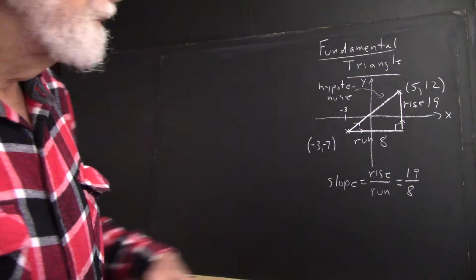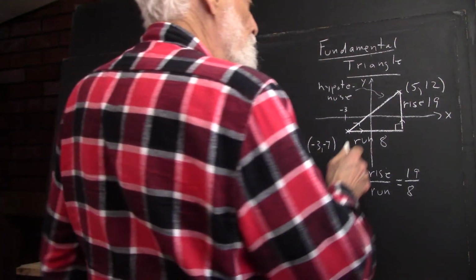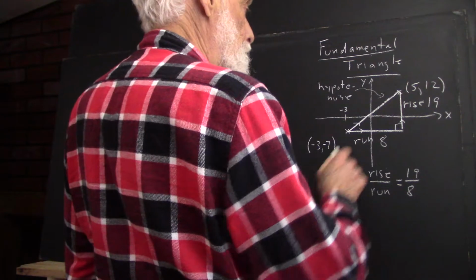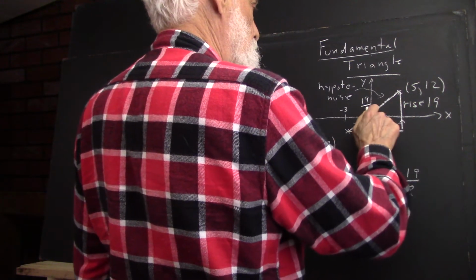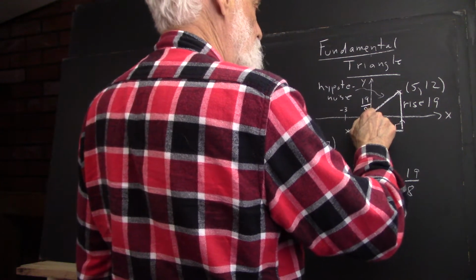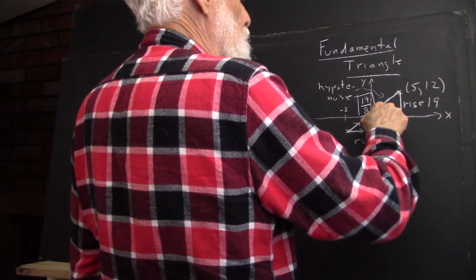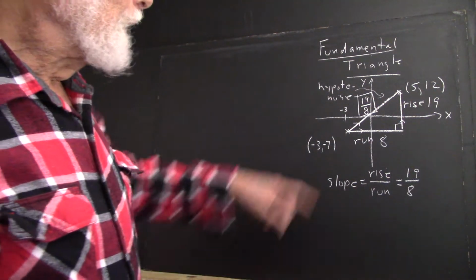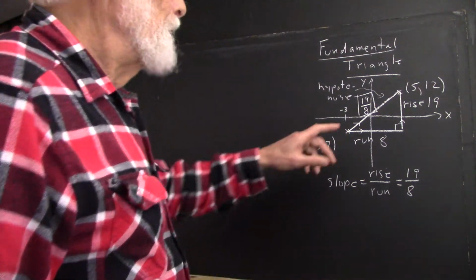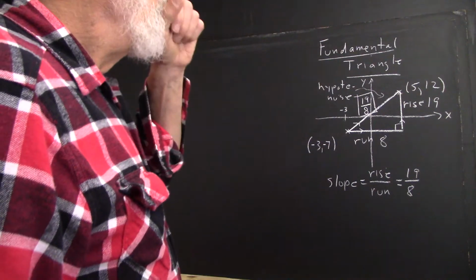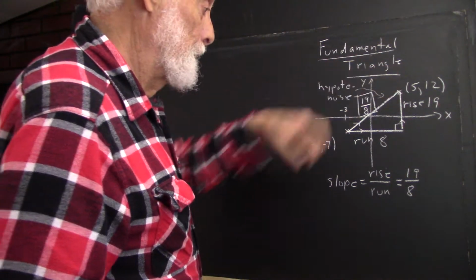There's your slope. Now, on a fundamental triangle, I use the convention that the slope is written next to the hypotenuse. There's my slope, 19/8, with a rectangular box around it to indicate that this is not a distance, it's a slope. Okay. Well, another thing about the fundamental triangle is that the hypotenuse has a length.